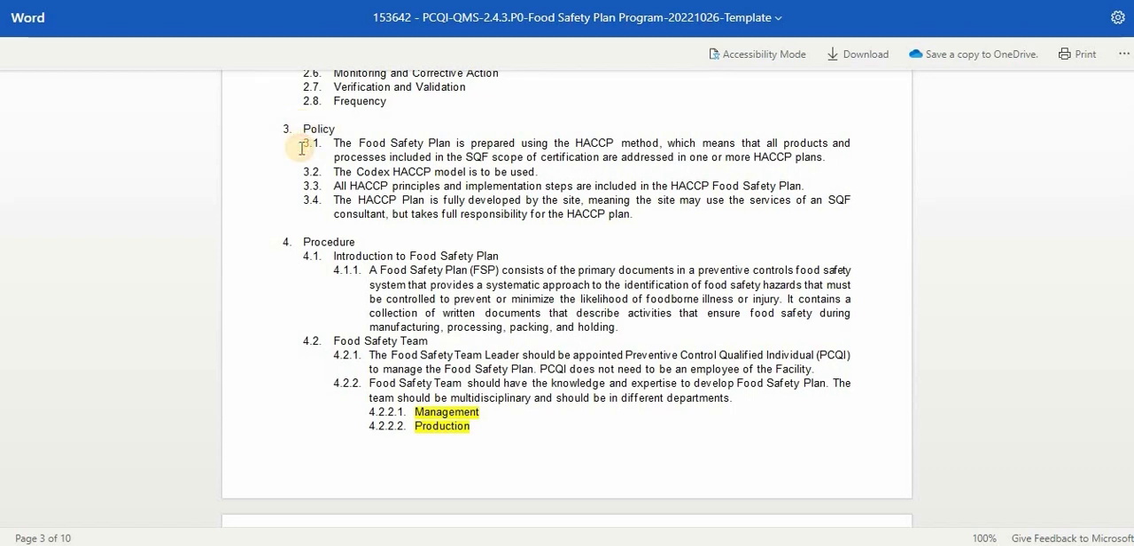Under policy, 1. The food safety plan is prepared using the HACCP method, which means that all products and processes included in the SQF scope of certification are addressed in one or more HACCP plans. 2. The Codex HACCP model is to be used. 3. All HACCP principles and implementation steps are included in the HACCP food safety plan. And 4. The HACCP plan is fully developed by the site, meaning the site may use the services of an SQF consultant but takes full responsibility of the HACCP plan.